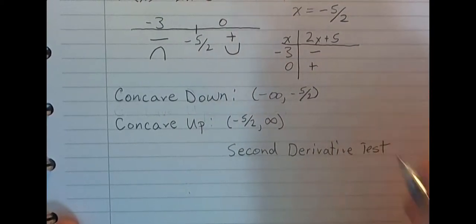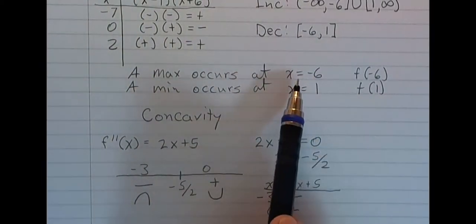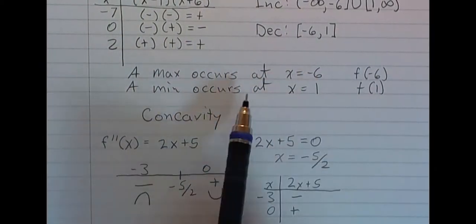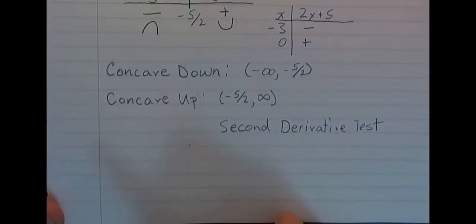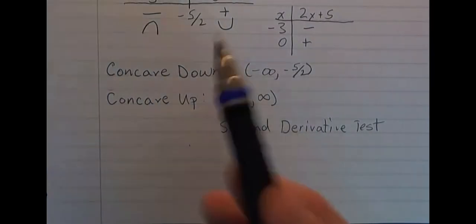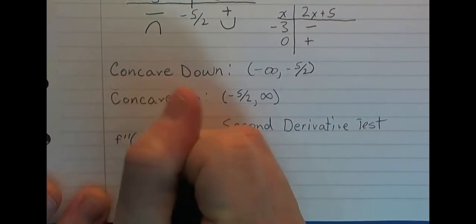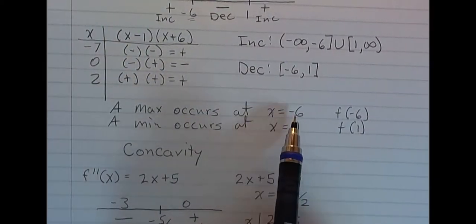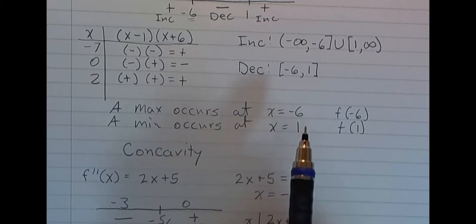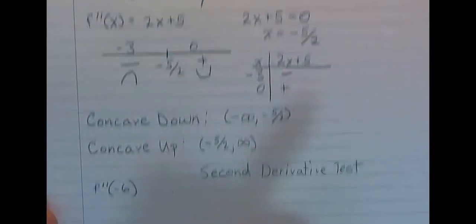Now, really, we've already determined up here with the first derivative test that a max occurs at x equals -6 and a min occurs at 1. So we're just kind of using the second derivative, we're trying to practice using the second derivative. So we're going to verify our results up here. So I'm going to take f double prime of -6. Now remember, a max occurs there. So the second derivative should be negative there. Okay, because that gives us a max.